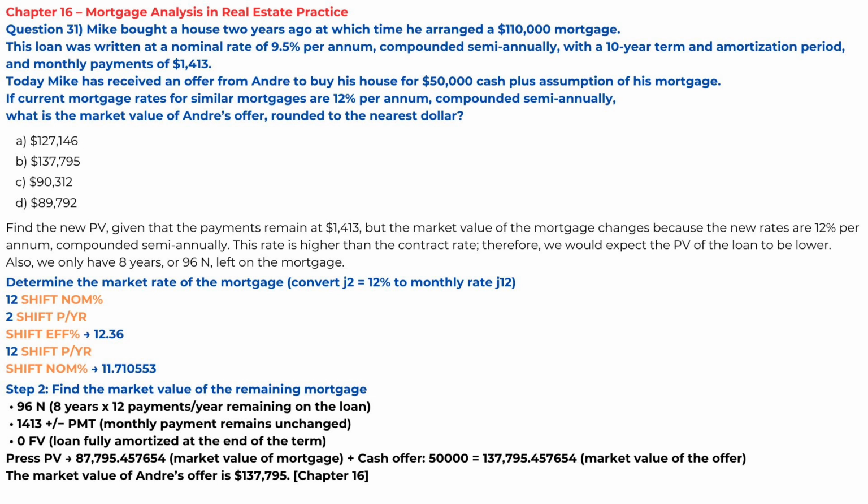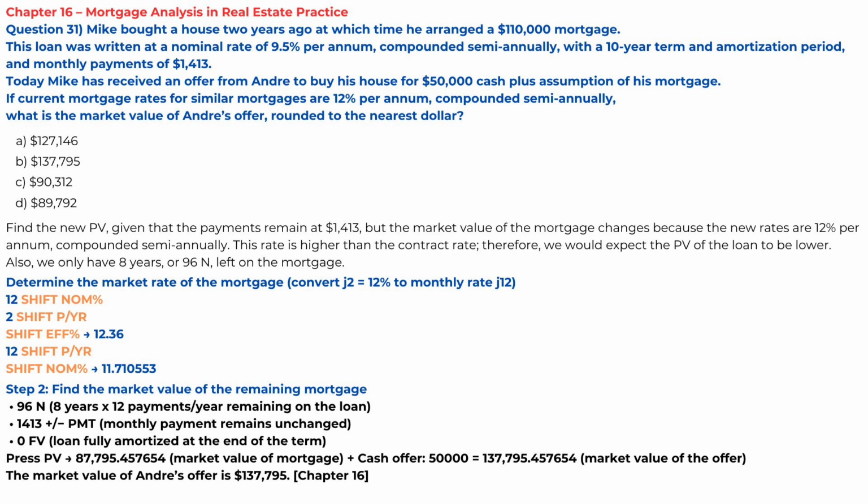Convert J2 12% to monthly rate J12. 12, shift NOM, 2, shift PYR, shift effective, calculator stores 12.36 as J1. 12 shift PYR, shift NOM, calculator displays 11.71053, which is J12, 11.71053.